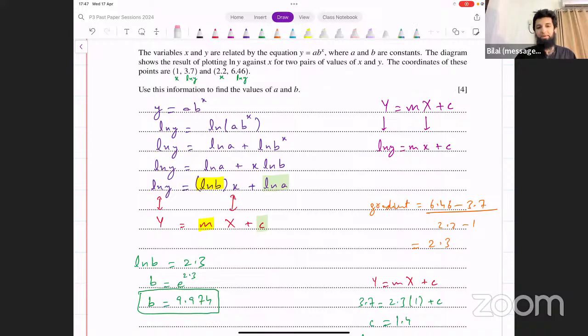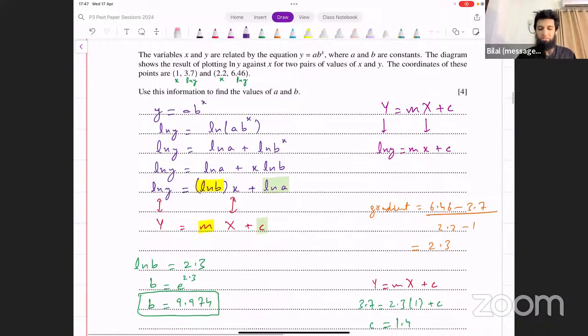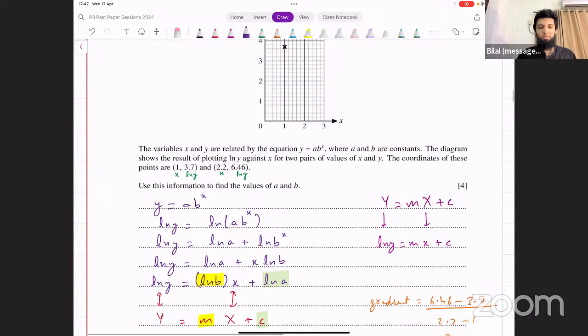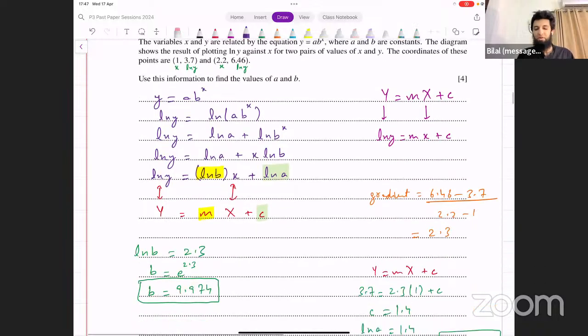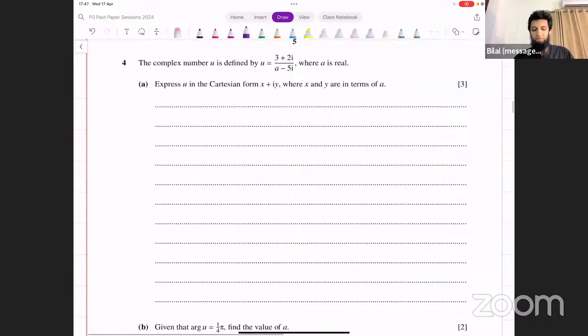Okay. Yes, Mustafa, this is linear law. This is from the topic logs and linear law. This is the standard question on linear law. Just convert it to y equals mx plus c form, find the gradient and the y-intercept, and use that to find any unknowns that you have. Okay, that was question number 3.